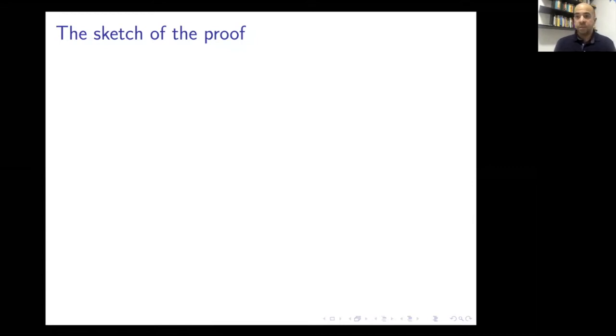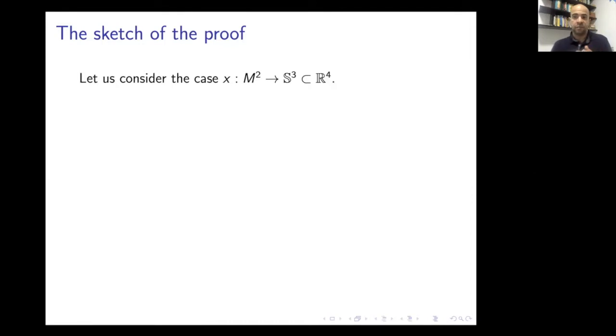Now, I will sketch the proof of our theorems. Let's consider the case our surface M is immersed in the unit sphere S3. I denote this immersion by X. And consider S3 as a hypersurface in R4, given by the canonical embedding of R3 in R4. So this way, our surface M is now a submanifold of R4 of dimension 2.